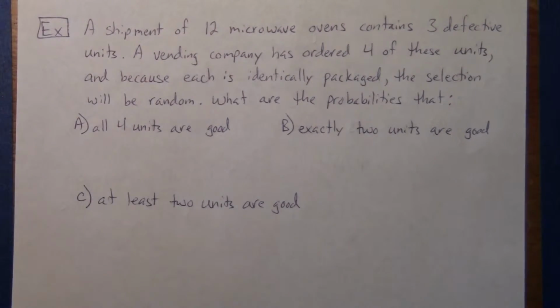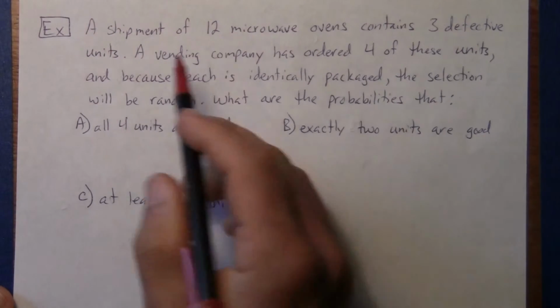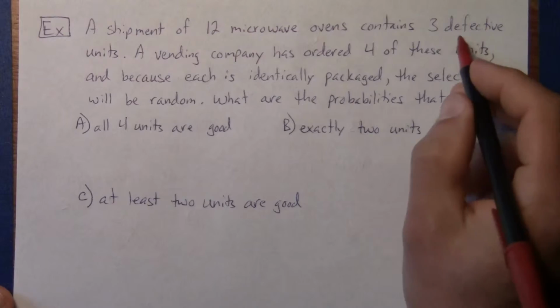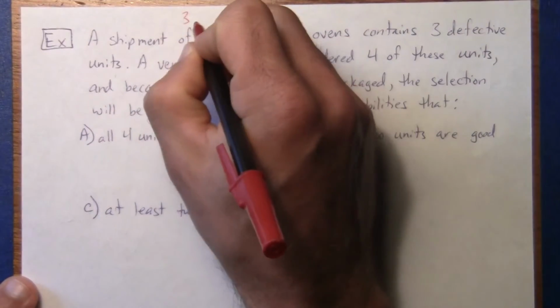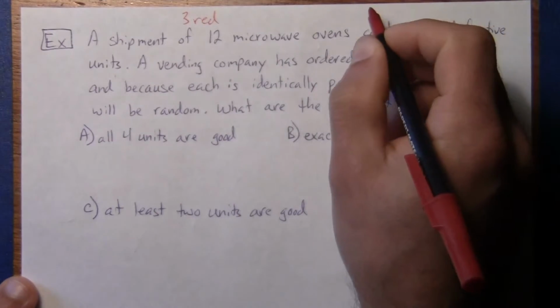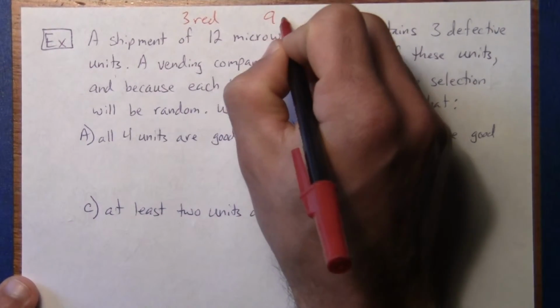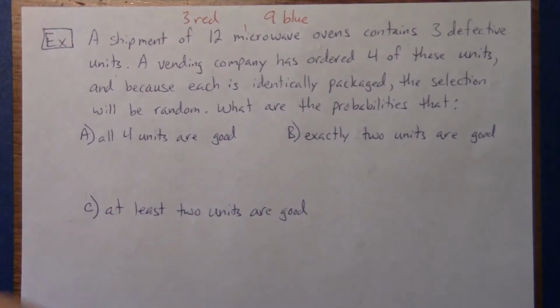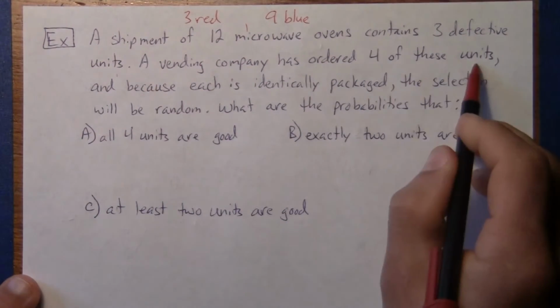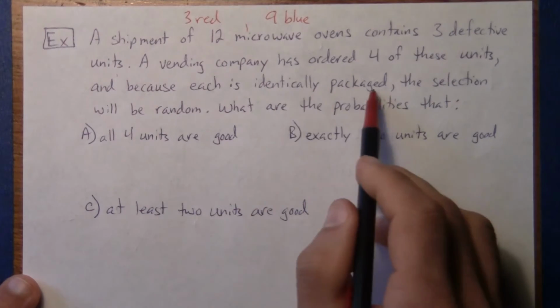Alright, on to the last one. For a lot of the problems that we do, try to think of the marble problem. It says a shipment of 12 microwave ovens contains 3 defective units. Well, 3 defective units, you could almost say that's like 3 red. That means 9 of them are good. You could say that those are 9 blue, if you want to think of it that way, and there are 12 total marbles.